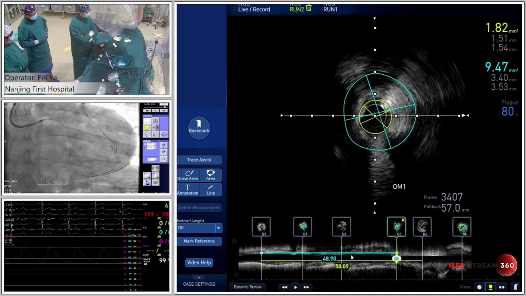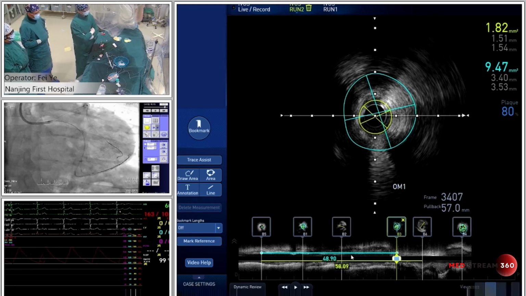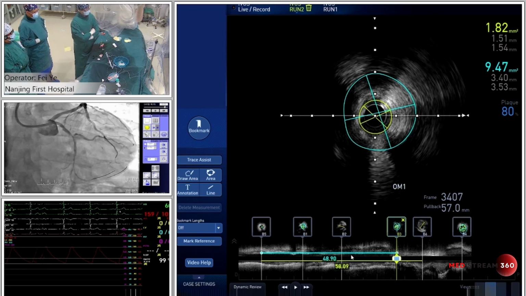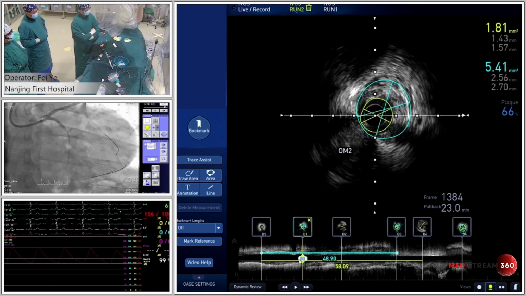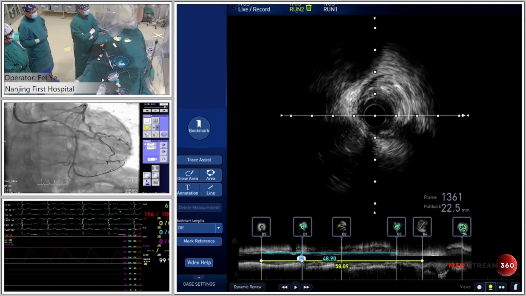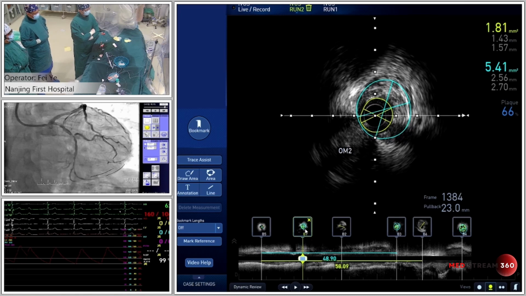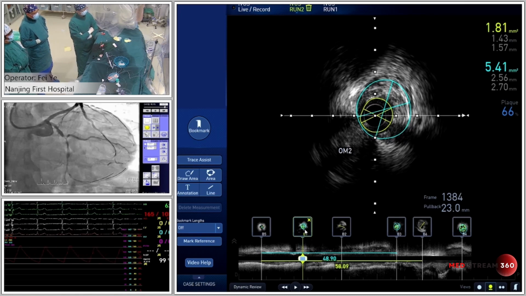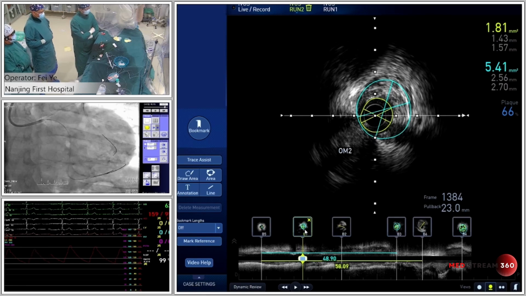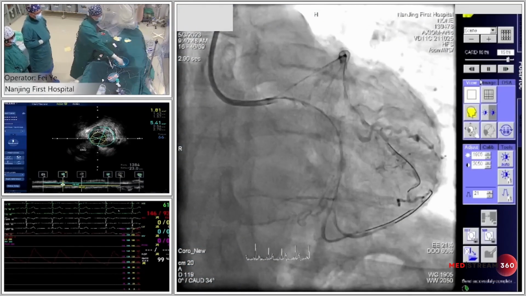After successfully crossing the distal CTO and predilation, I will show that the distal circumflex and the OM2 are also a true bifurcation, although it's a simple bifurcation according to the definition criteria. But from the IVUS imaging, maybe the distal vessel is a little larger than the OM2. So Dr. Ye, what's your strategy for this typical simple bifurcation lesion?